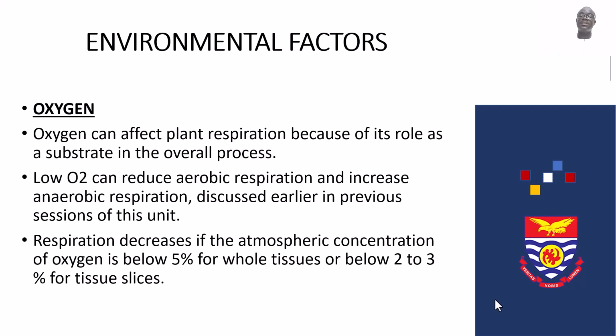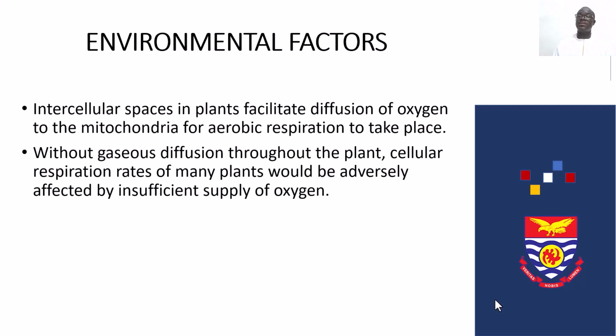Oxygen can affect plant respiration because of its role as a substrate in the overall process. Low oxygen can reduce aerobic respiration and increase anaerobic respiration, discussed earlier in previous sessions of this unit. Respiration decreases if the atmospheric concentration of oxygen is below 5% for whole tissues or below 2 to 3% for tissue slices. Intercellular spaces in plants facilitate diffusion of oxygen to the mitochondria for aerobic respiration to take place. Without gaseous diffusion throughout the plant, cellular respiration rates of many plants would be adversely affected by insufficient supply of oxygen.